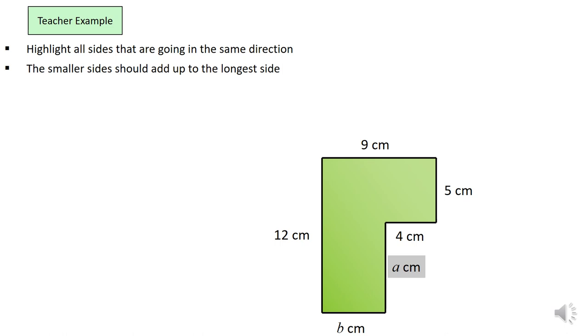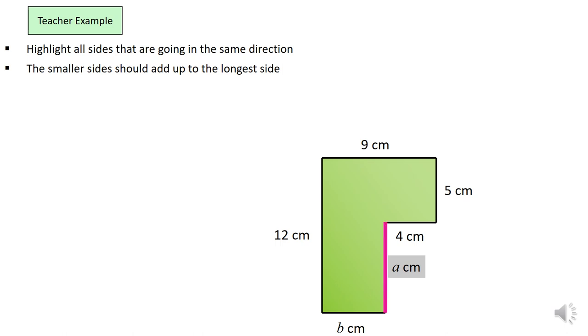It's also an L sort of shape, and this time around we have 2 missing sides. What I want us to do is focus on the 2 bullet points in it first of all. The first one's asking us to highlight all the sides that are going in the same direction, and the smaller sides will always add up to the longest side, and I'll explain what that means shortly. So first of all, let's try to work out what A is.